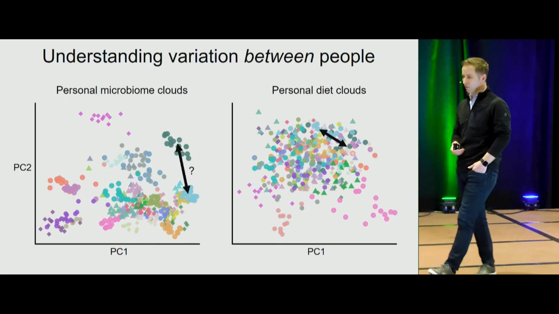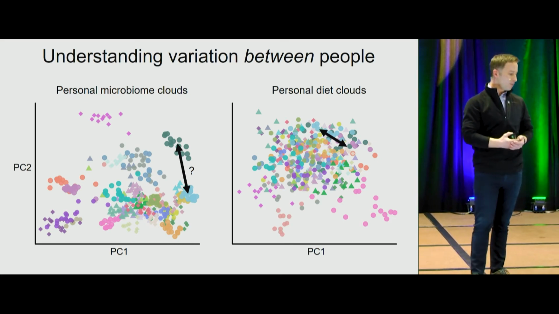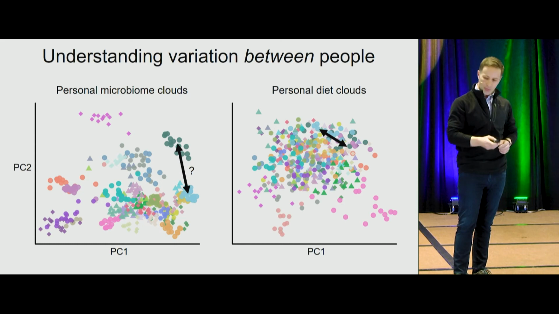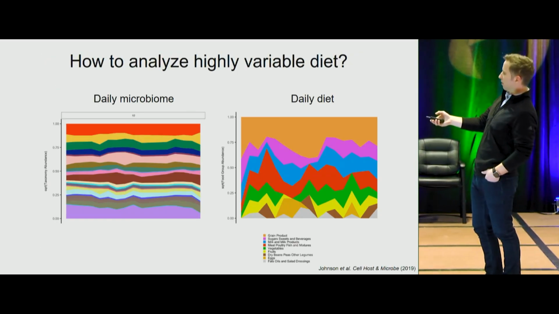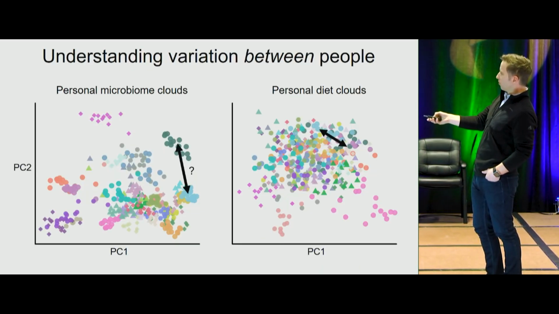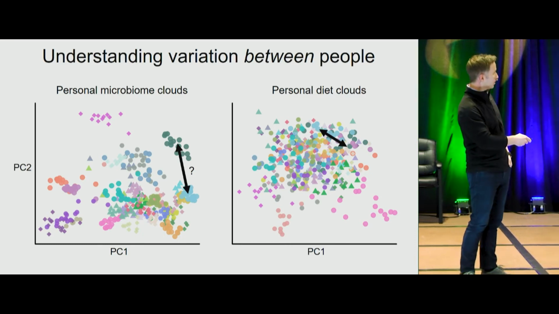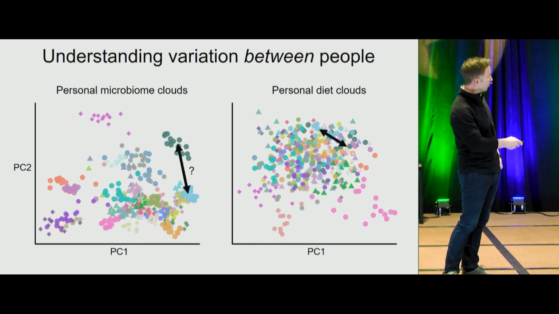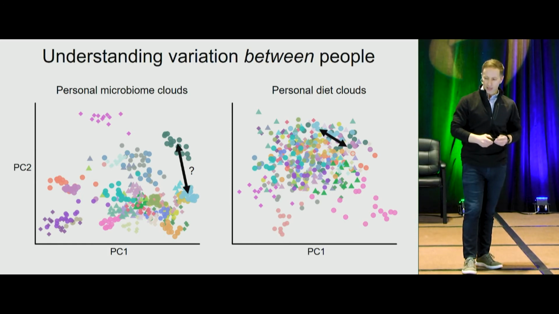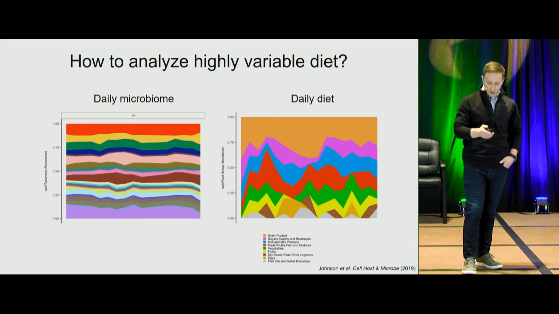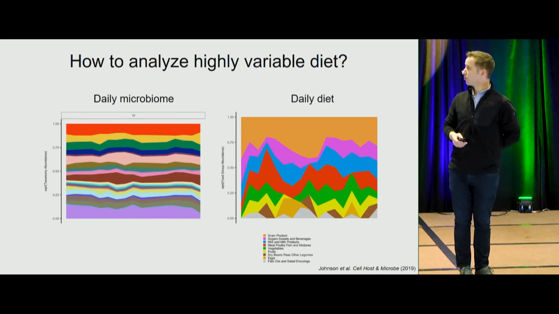And then we tried to answer these questions about does diet variation drive microbiome variation. And we can actually separate that into the two components. So understanding variation between people. These are the microbiome clouds of each person. So you can see each person has their own kind of individualized cluster. Some people are more variable, some people are less variable. And then on the right, I'm showing the personal diet clouds. And we wanted to try to integrate these data. But we realized we had a very tricky problem on our hands because the diet data was so variable.